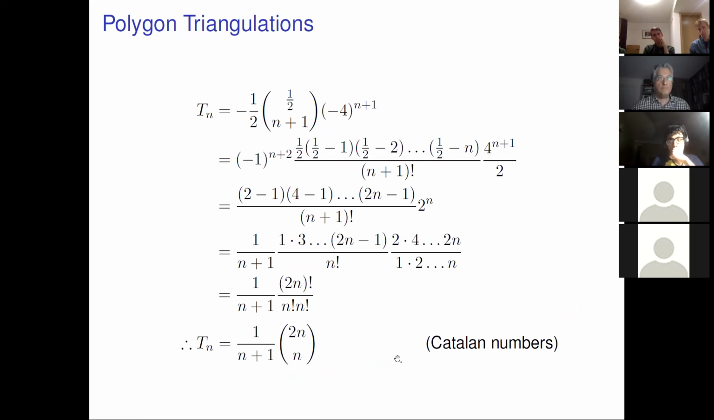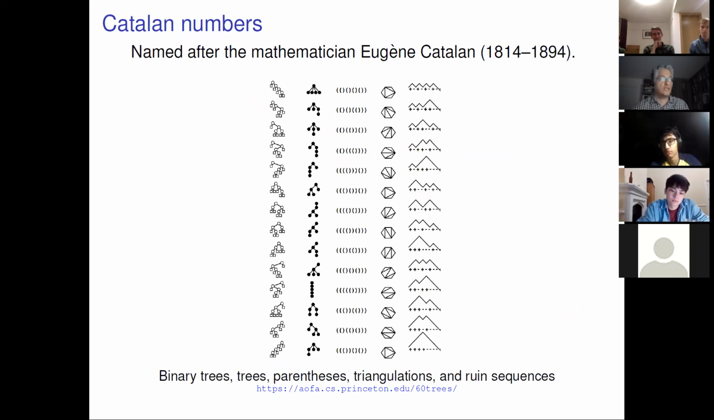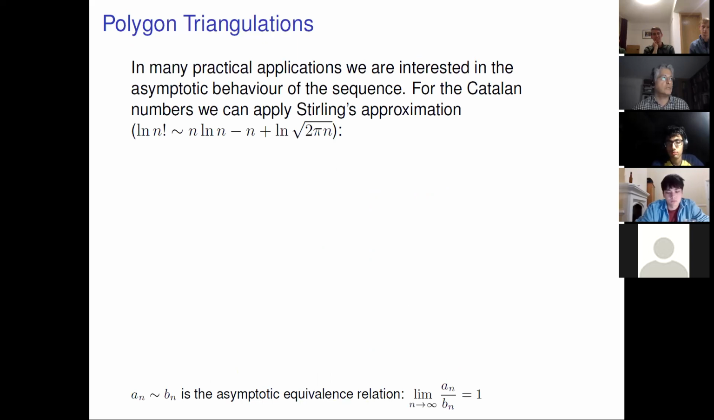These are the Catalan numbers, which are named after a Belgian mathematician, Eugène Catalan. These Catalan numbers appear in many places in combinatorics. Here are just some examples taken from one of the books by Flajolet and Sedgewick. What I was talking about was the triangulation, but these numbers appear in many other counting problems.